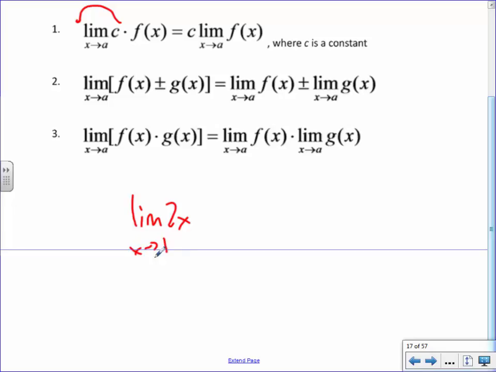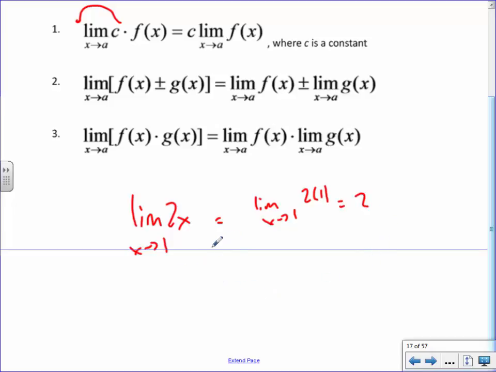The answer basically here is that you could just plug in 1 for x. There's actually no reason why you couldn't here. So you could just do the limit as x approaches 1. Basically, you're doing 2 times 1. 2 times 1 just gives you 2.